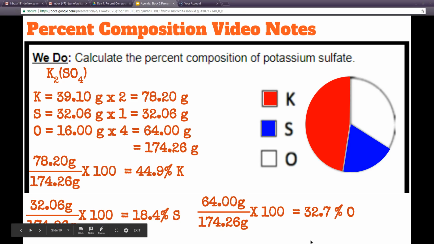And then finally, the middle value for oxygen, 32.7, is in between the other two. So it should be the medium size slice of the pie. So we'll use yellow for that.